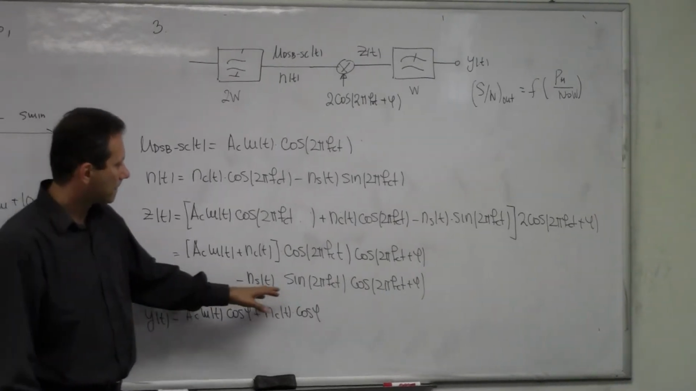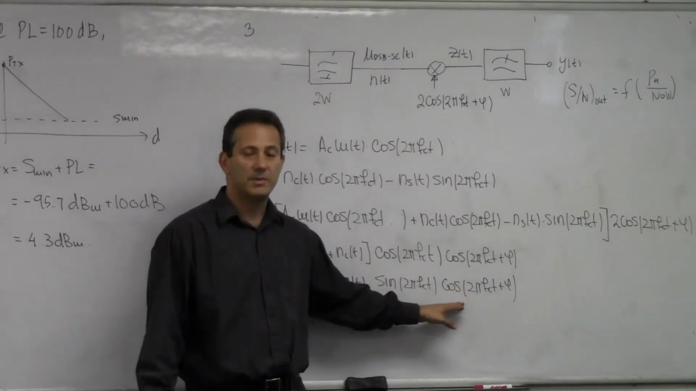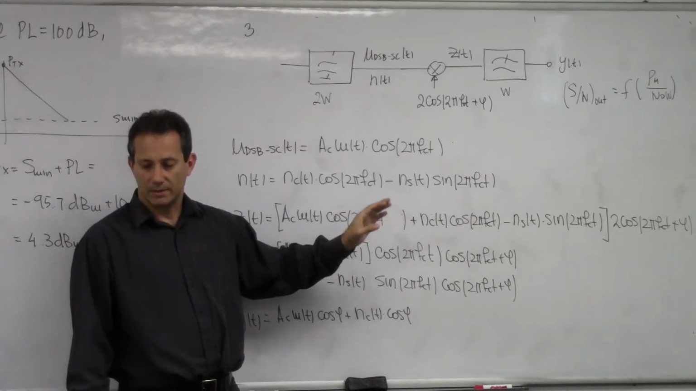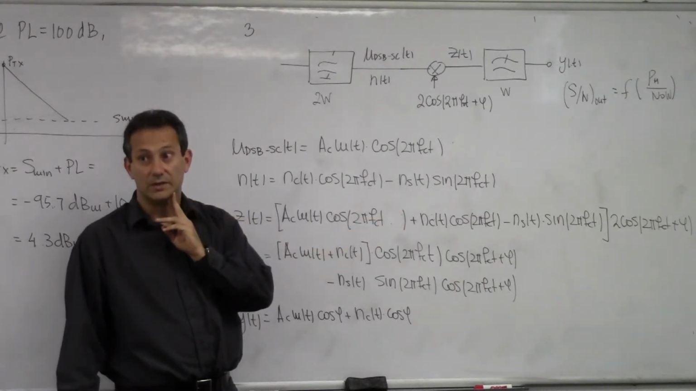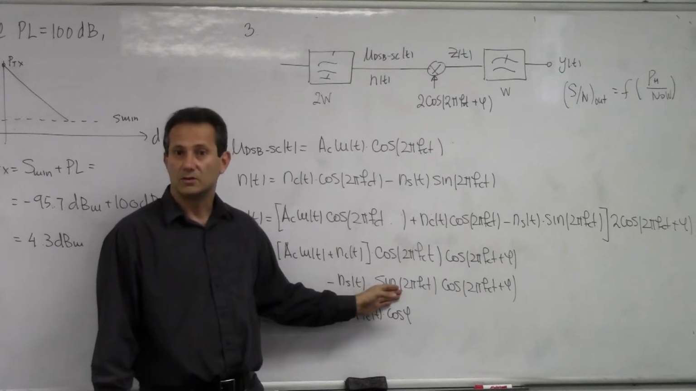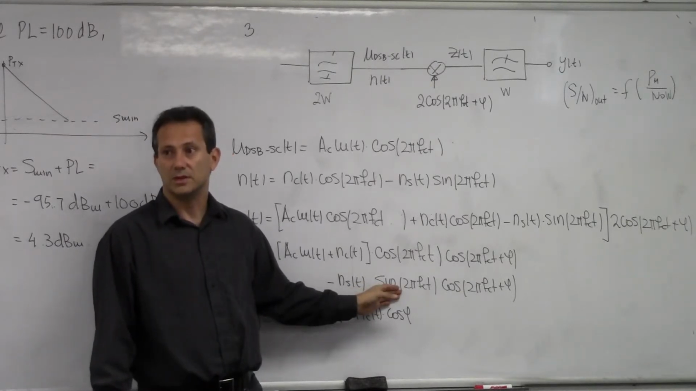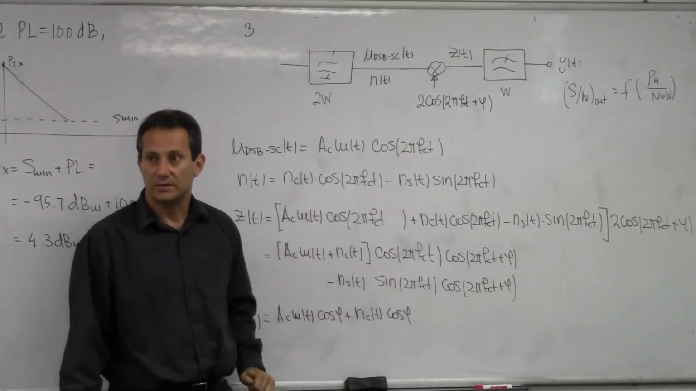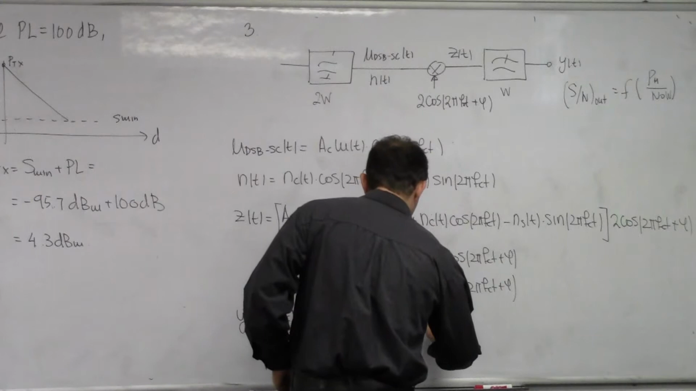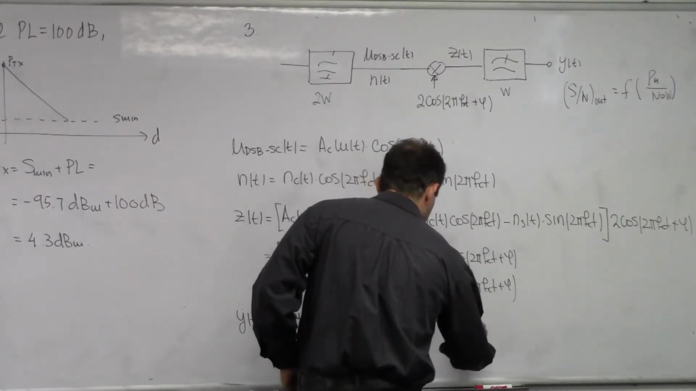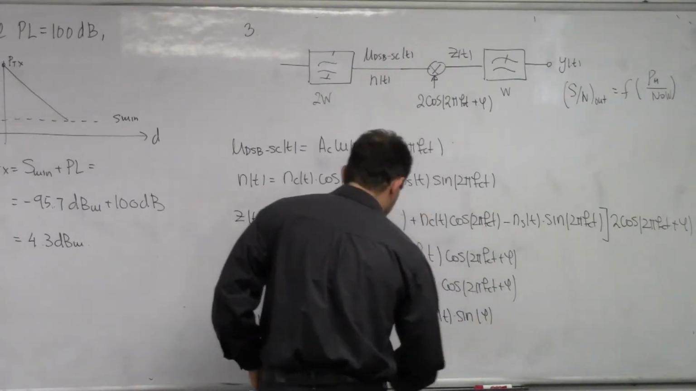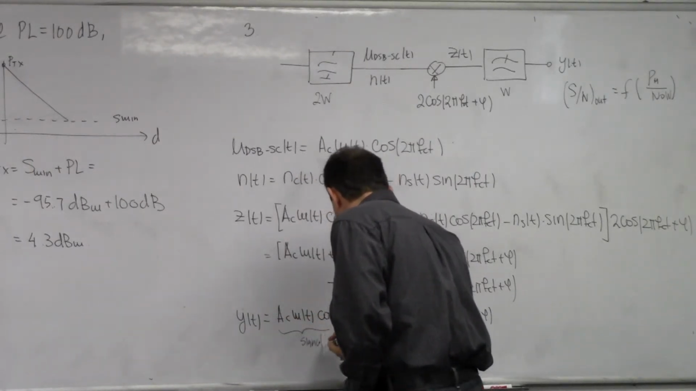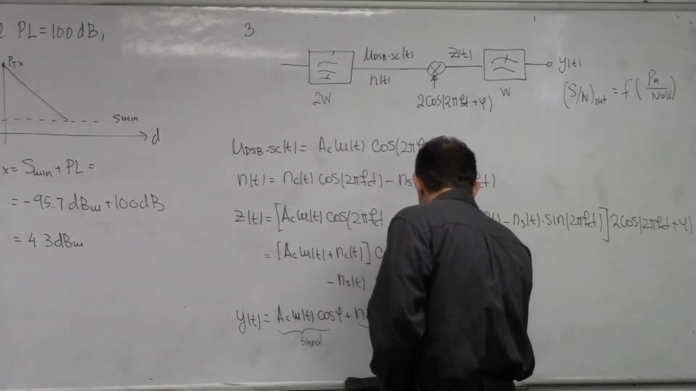Sine alpha times sine beta is 1/2 of the sine of the sum plus the sine of the difference. Sine of the sum is going to be at a double frequency, therefore it's going to be eliminated by the filter. So I have just the sine of the difference, so I have minus NS of t times sine phi. This is signal, and this part here is noise.